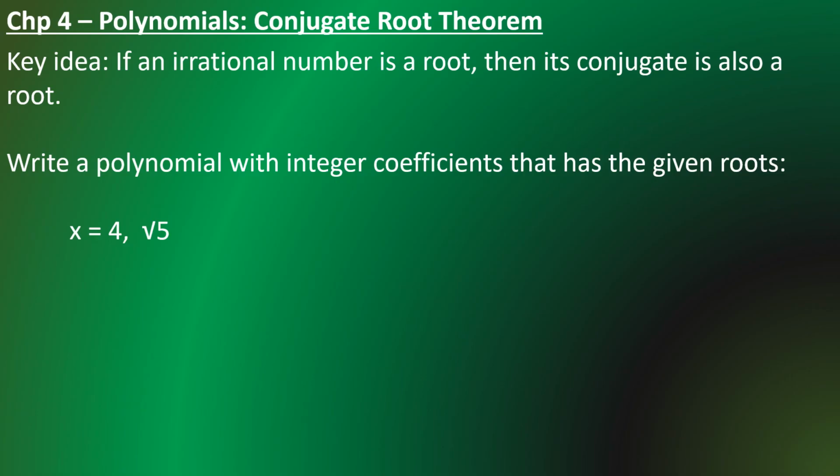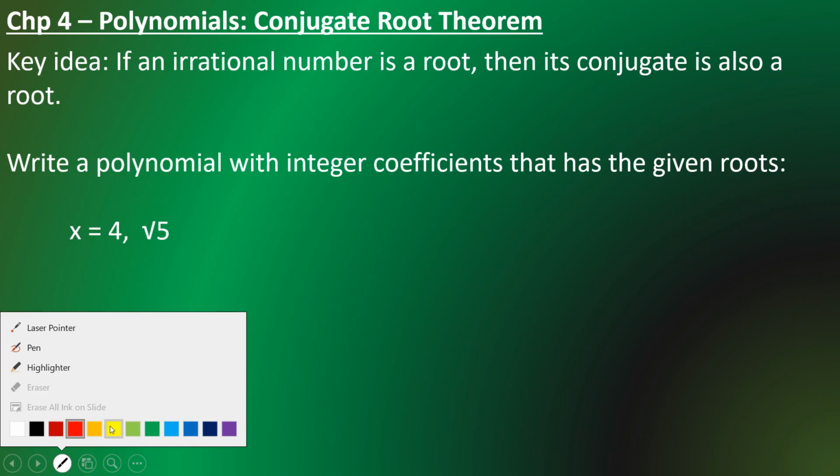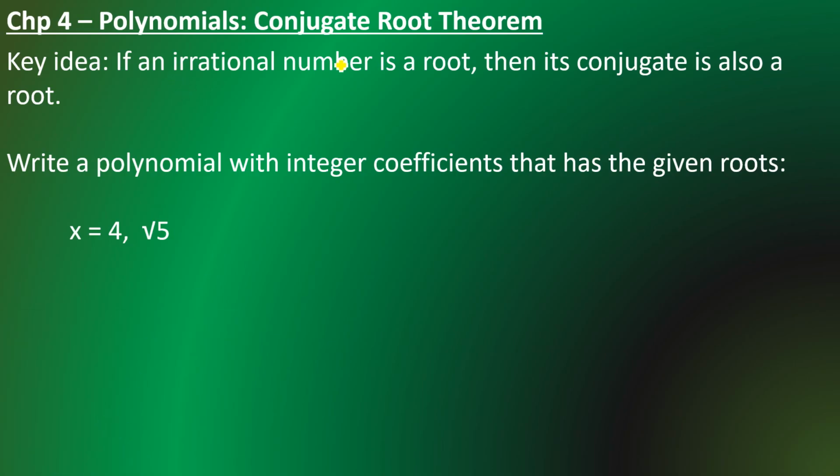Which is going to get us to, well, what if we have a root that does have a square root or an imaginary number in it? Well, then what should happen? And that gets us to what's called the conjugate root theorem, which is this right here. If we have an irrational number or a complex number as a root, then its conjugate is also a root.